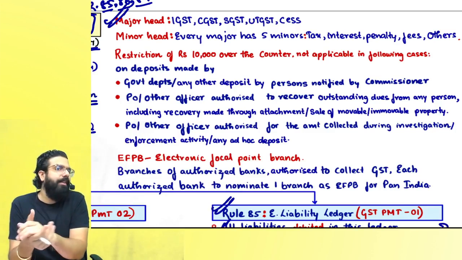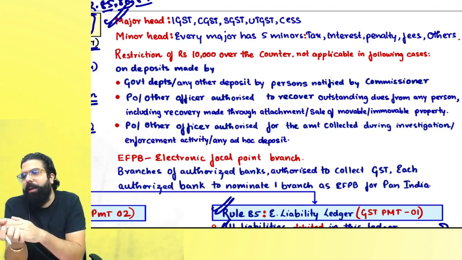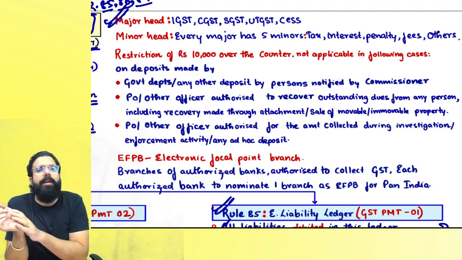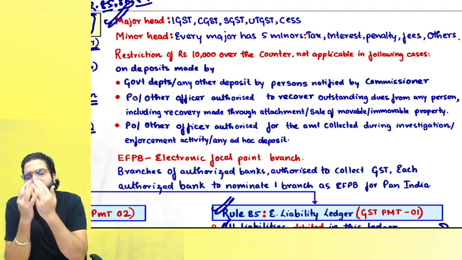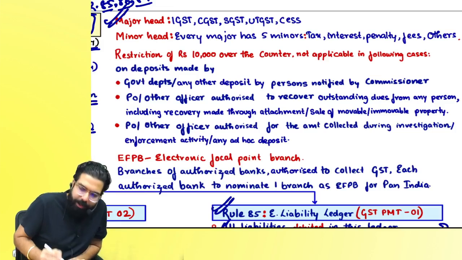If you have taken registration in a state, you will get SGST. If you have taken registration in a UT, you will have Union Territory GST, UTGST. Any one will be there. Can I go ahead, everyone?